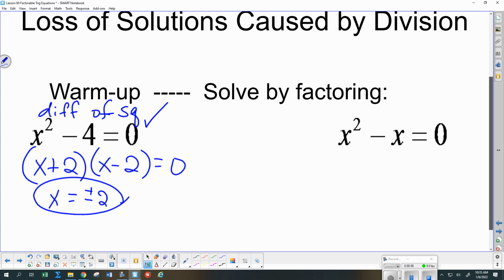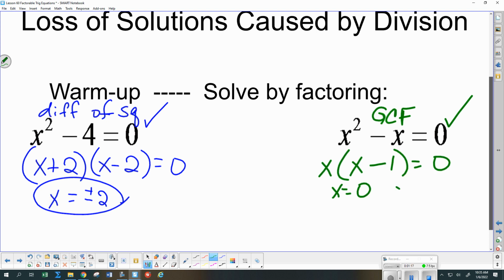Okay, what about this other one? How do we factor this next one? It's equal to 0. Factoring only works if it's equal to 0, so we're in good shape to start. Luke, how do we factor this one? Yep, always remember, look for a GCF first. So this one we're going to have x times x minus 1 equals 0. So x is 0 and x equals 1.